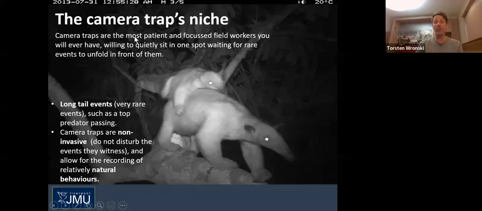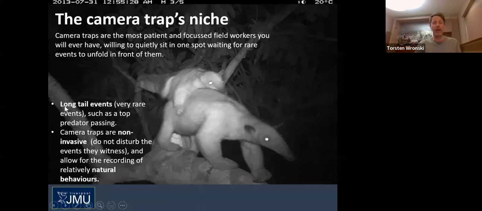So camera traps are the most patient and focused field workers you will ever have, willing to quietly sit in one spot, waiting for a rare event to unfold in front of them. Imagine you would have to carry out this work by observers. We would have fatigue, exhaustion, and the bias of the observers. So, waiting for these rare events.